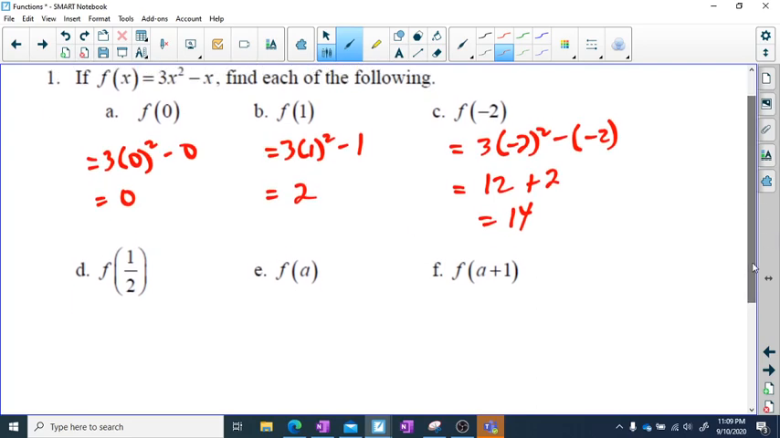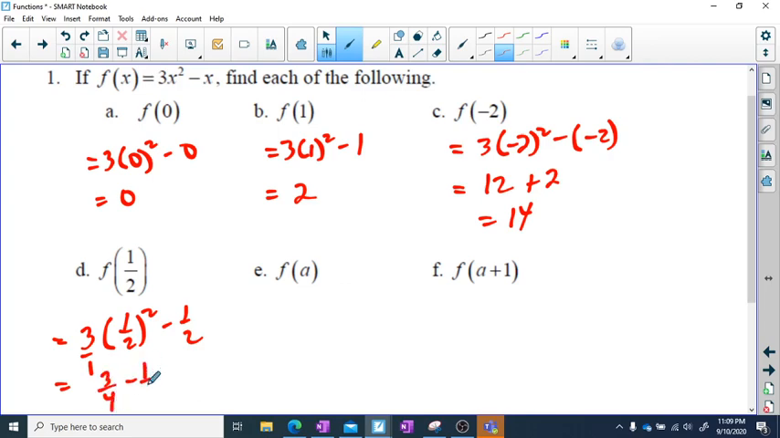F at a half would be 3, replace x with a half, squared minus a half. 1/2 squared is a quarter. The number 3 is 3 over 1. 3 over 4 minus 1/2. Common denominator would be 4, so it's 3 over 4. Take away 2 over 4, giving me 1/4.